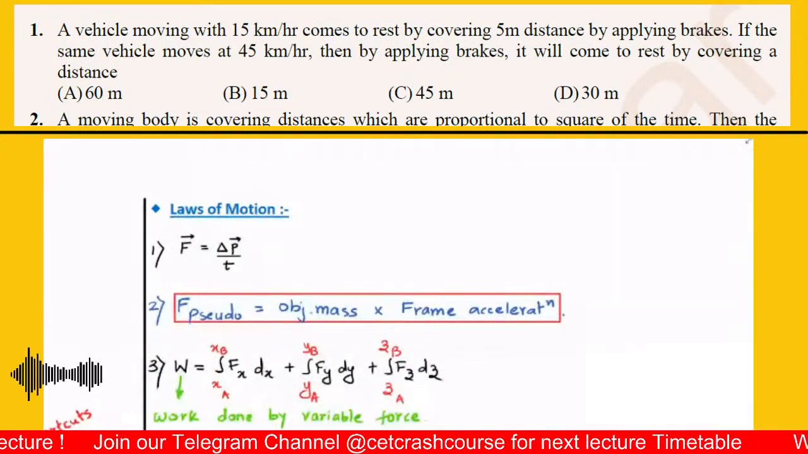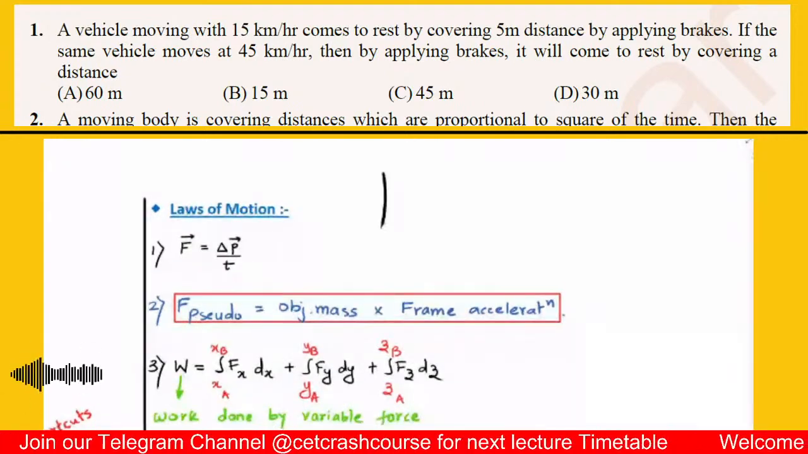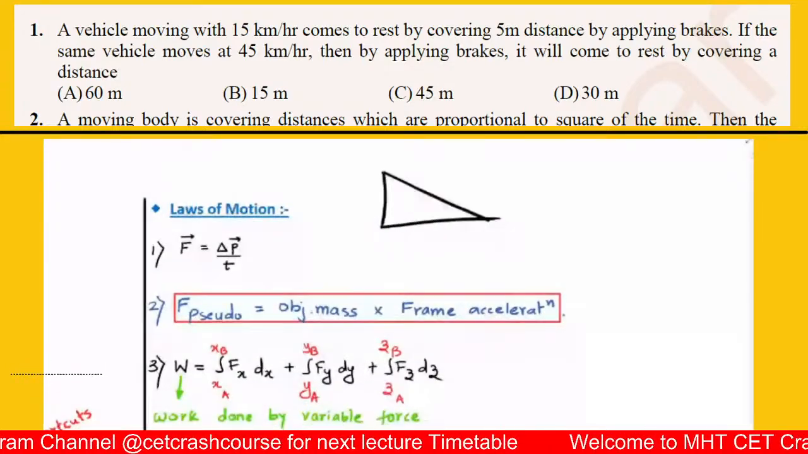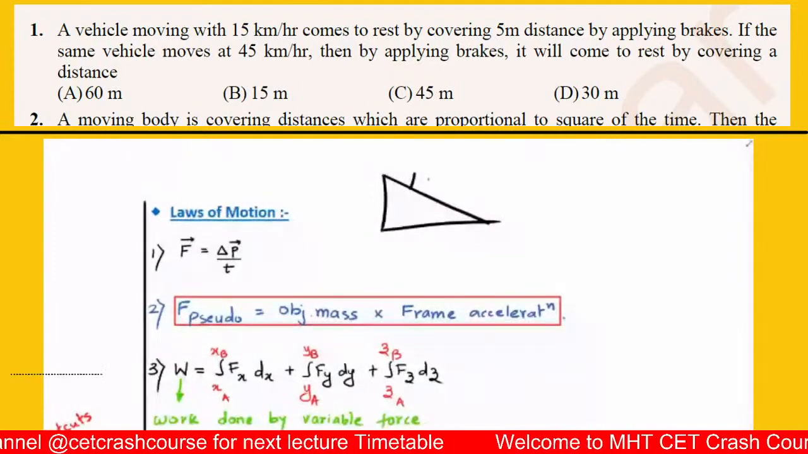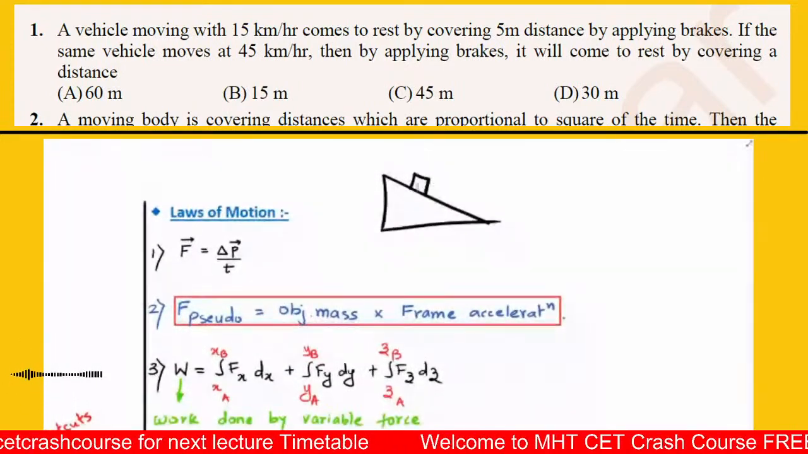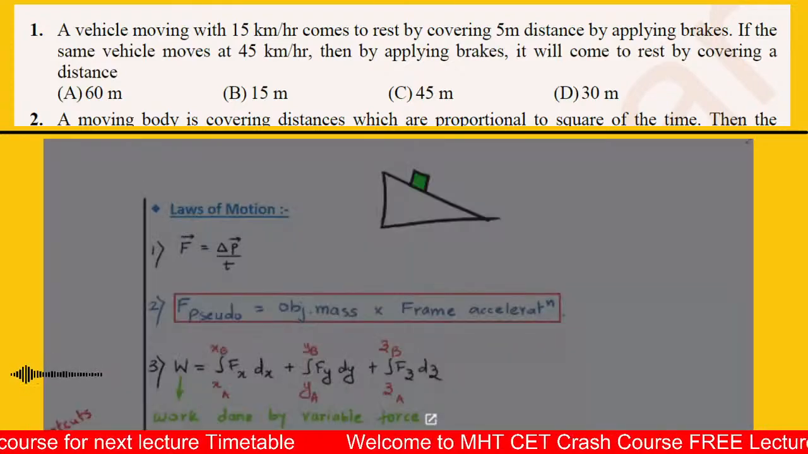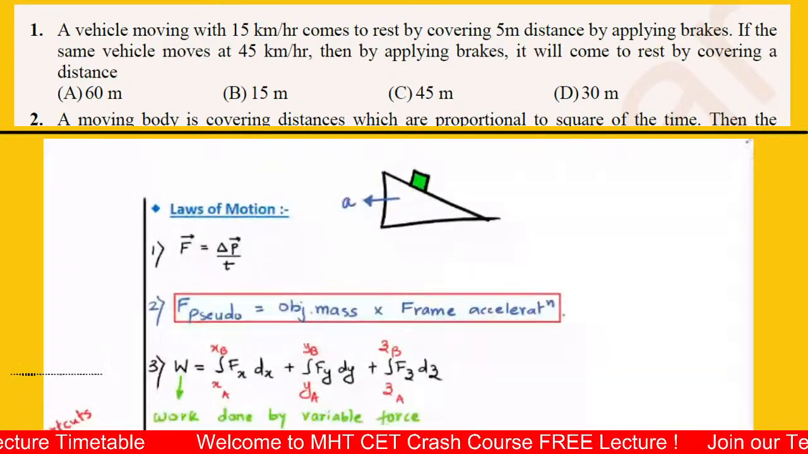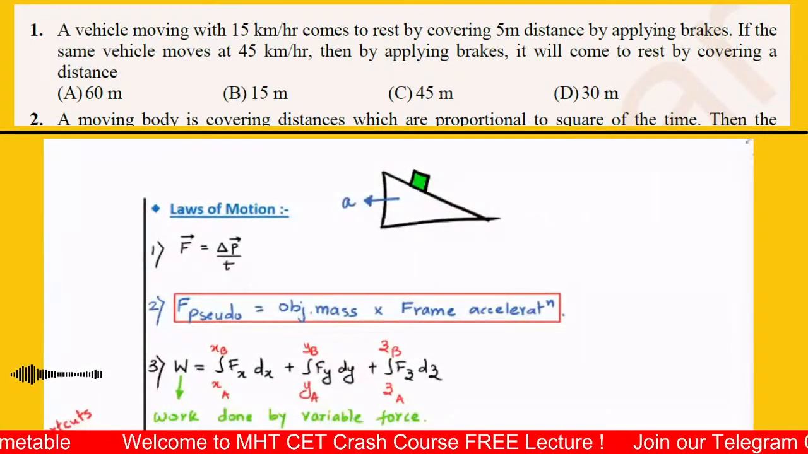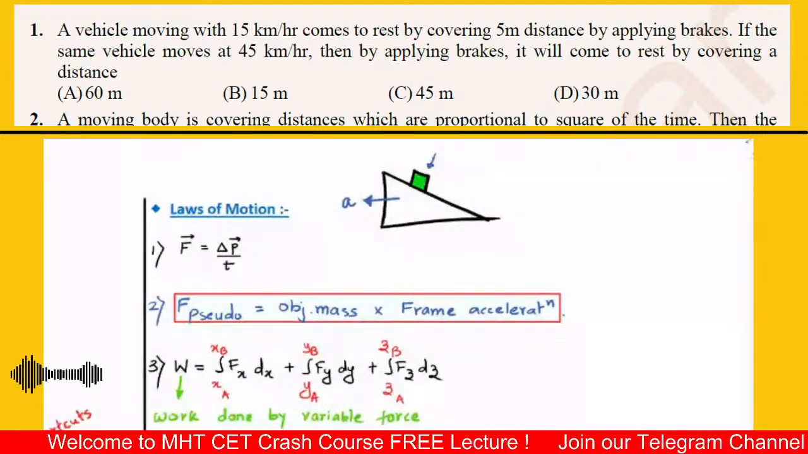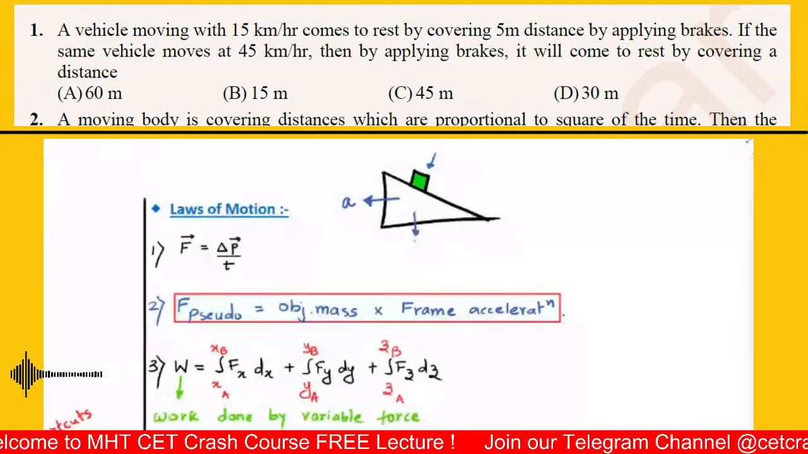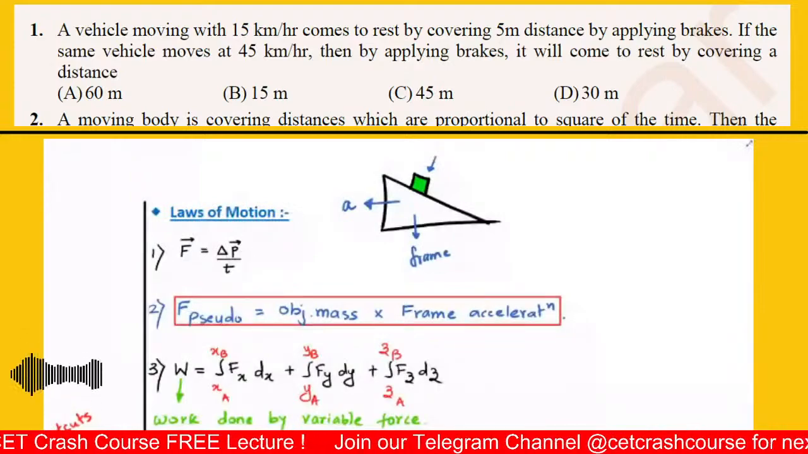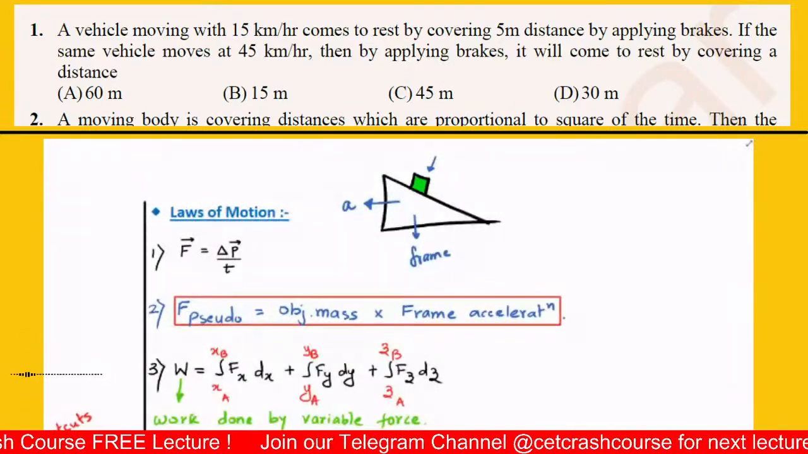Students, let's have an example over here. Suppose we have a triangular wedge like this, and there is a block placed on this wedge. Can you see this block? Now I'm saying that this wedge is accelerating towards the left with acceleration A. Then can we say that for this block, this wedge is behaving like a frame? Yes or no? For this block, the triangular structure is behaving like a frame.